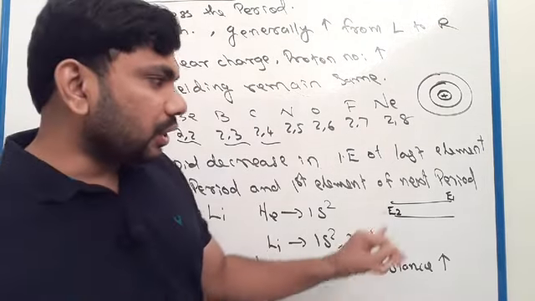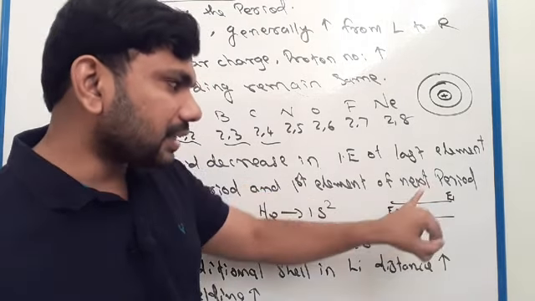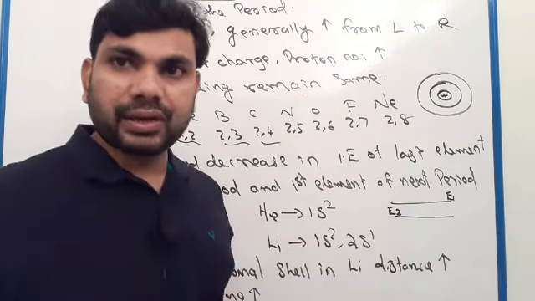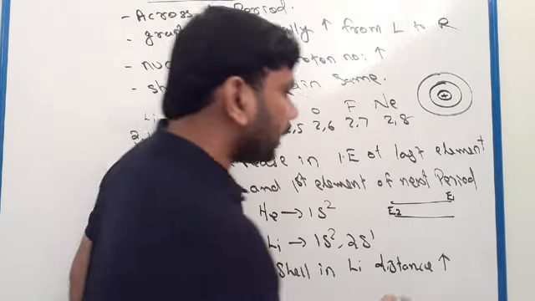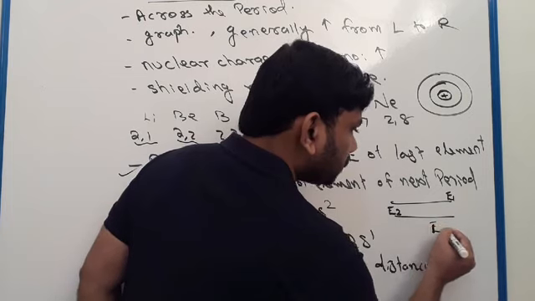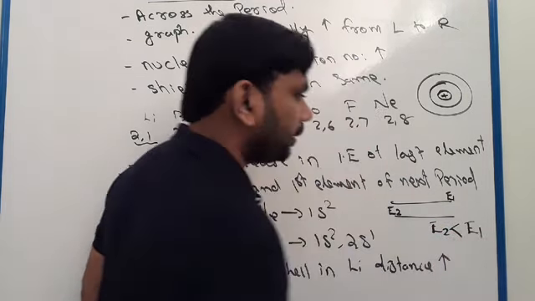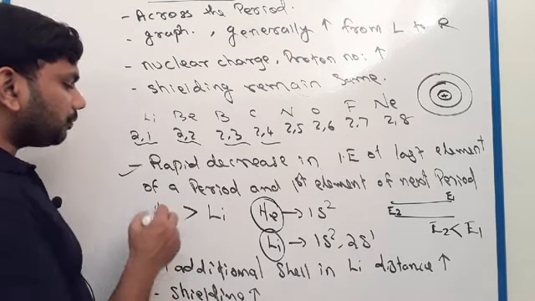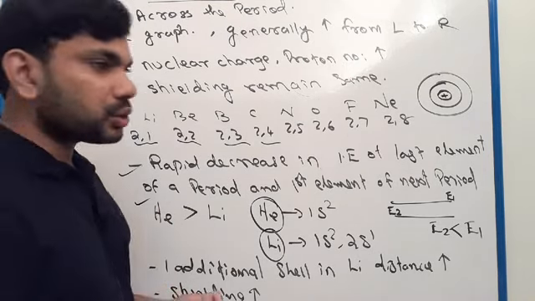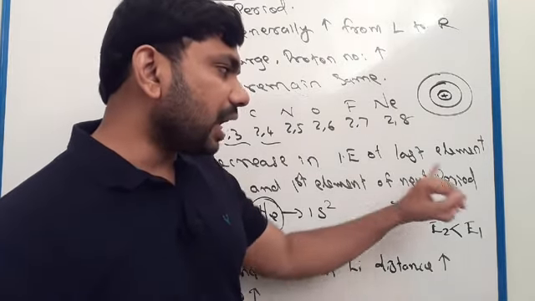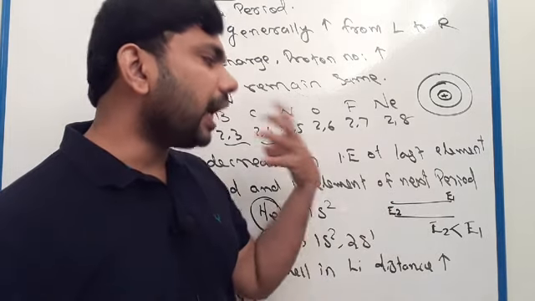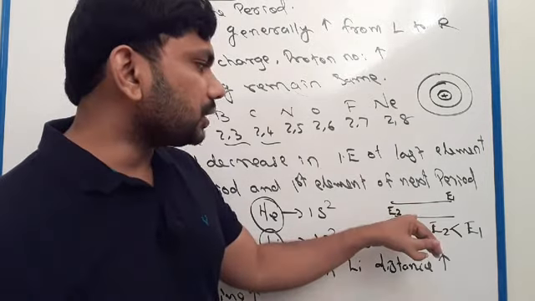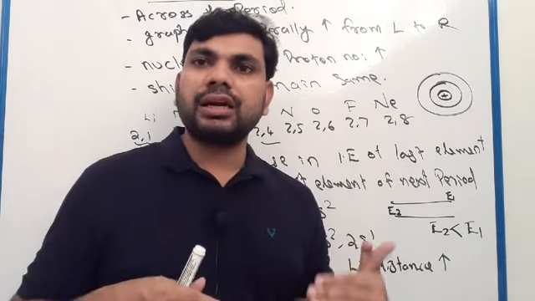Here, between the ionization energy of the last element in a period and the ionization energy of the next element in the next period, there will be a big difference. You can say the ionization energy of this E2 is much less than E1. For example, when you consider helium and lithium, the ionization energy of helium is much higher than lithium. So the ionization energy of the last element in a period is much higher than that of the next element in the next period.